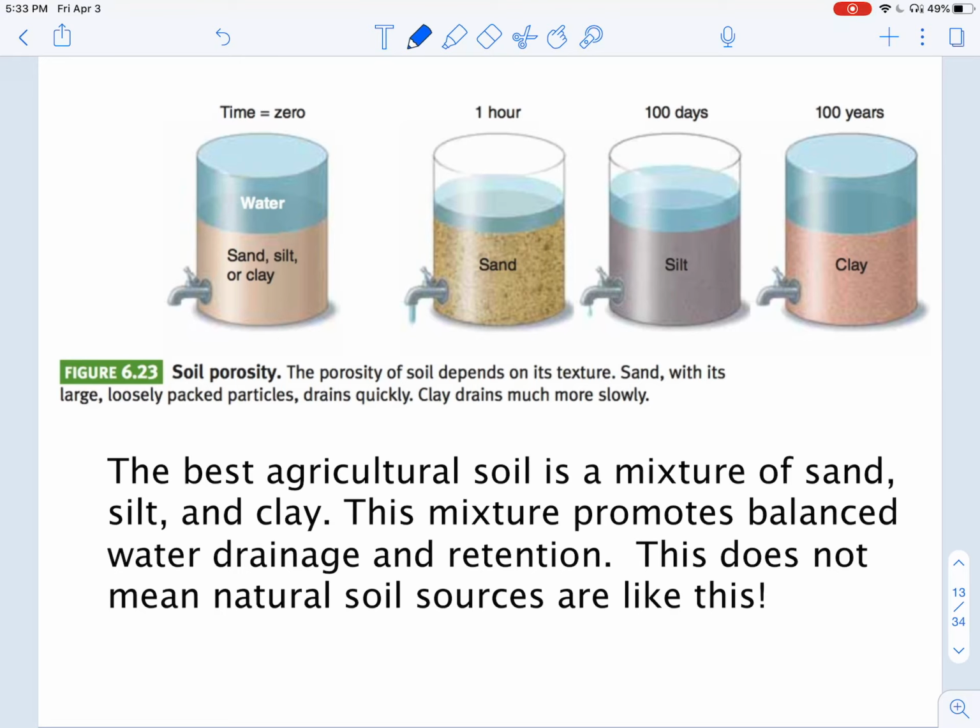So the porosity. This has the highest porosity, and this has the lowest. Relative to each other, let's say this is some quantity of water and this is some quantity of soil. If it's 100% sand, it would take about an hour. Silt, 100 days, very significantly different. But look at clay, 100 years.